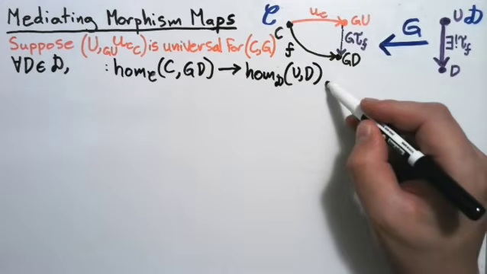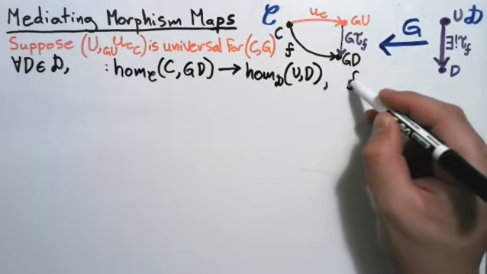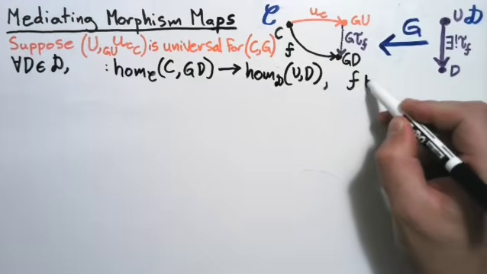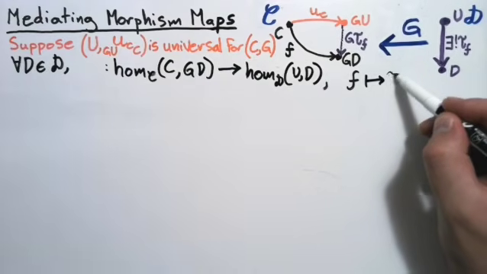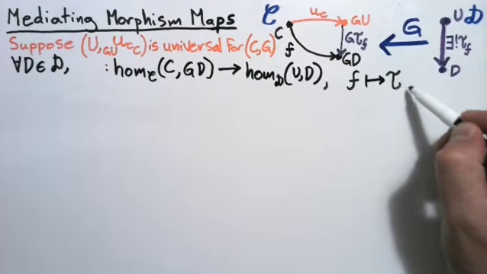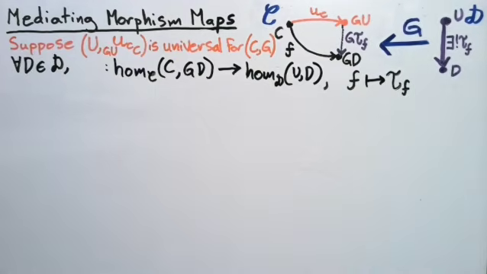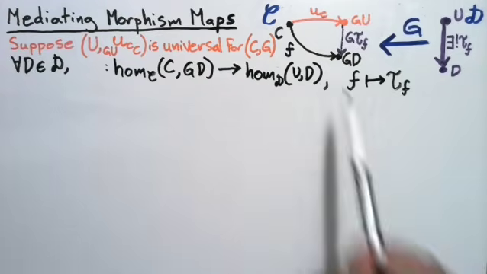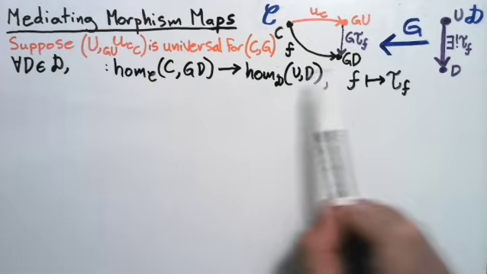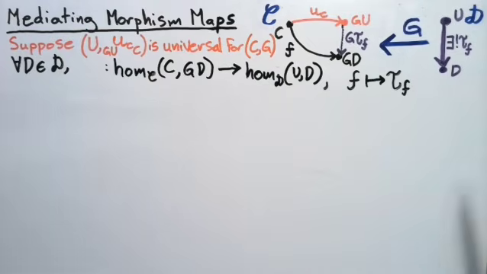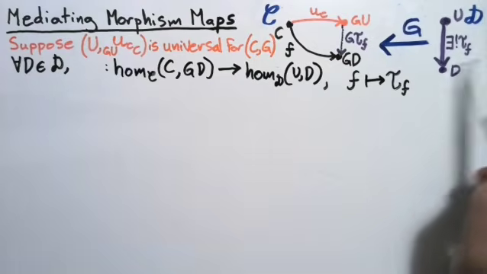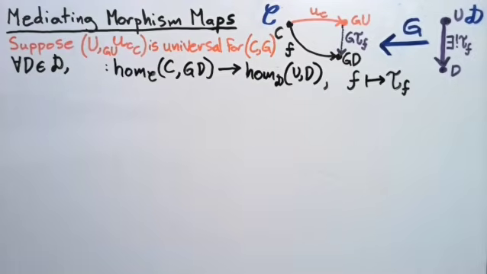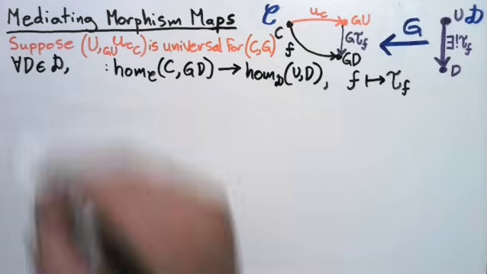And it's defined by just mapping any morphism f from C into G of D into the unique mediating morphism for f, tau of f. And that function is well defined because we know that for any morphism f, going to any possible G of D, we have a mediating morphism tau of f, it exists, and it's unique, which is exactly what we need to define a function. So the next question is, what are we going to call this function? Well, it's the mediating morphism map, so let's call it M.